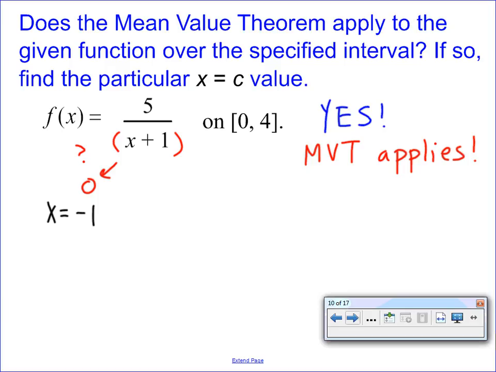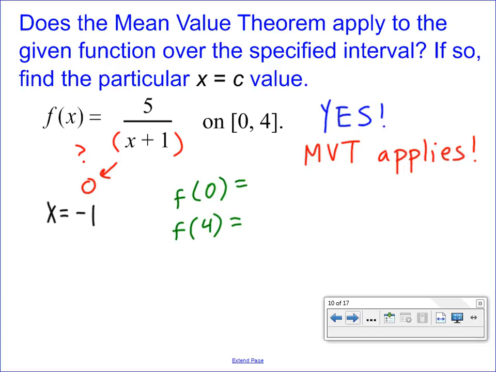So let's go ahead and get my f of b, in this case f of 4. Let's get my f of a, in this case f of 0. And we can go and do our slope calculation. Then we'll take our derivative, f prime, and set it equal to that slope of the secant line to see where x equals c satisfies the mean value theorem.